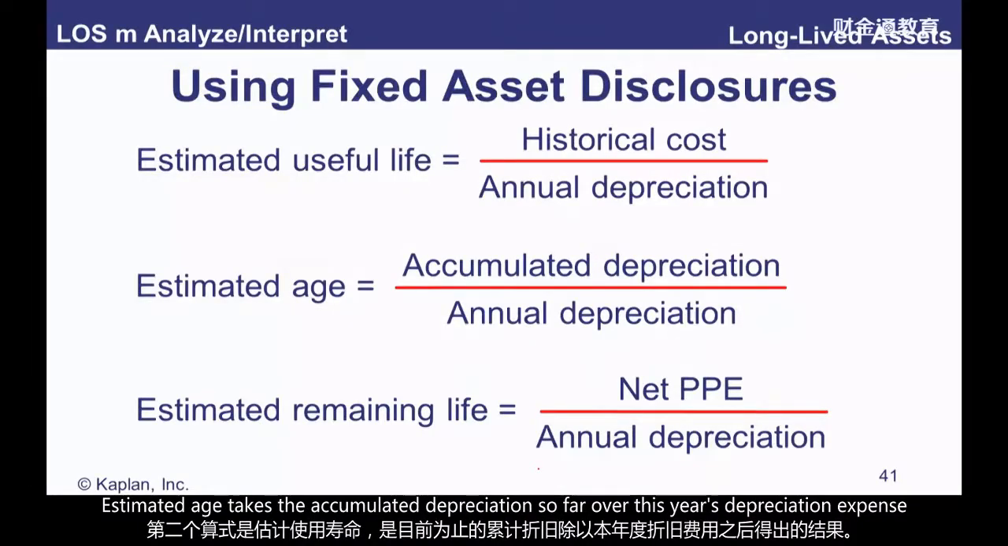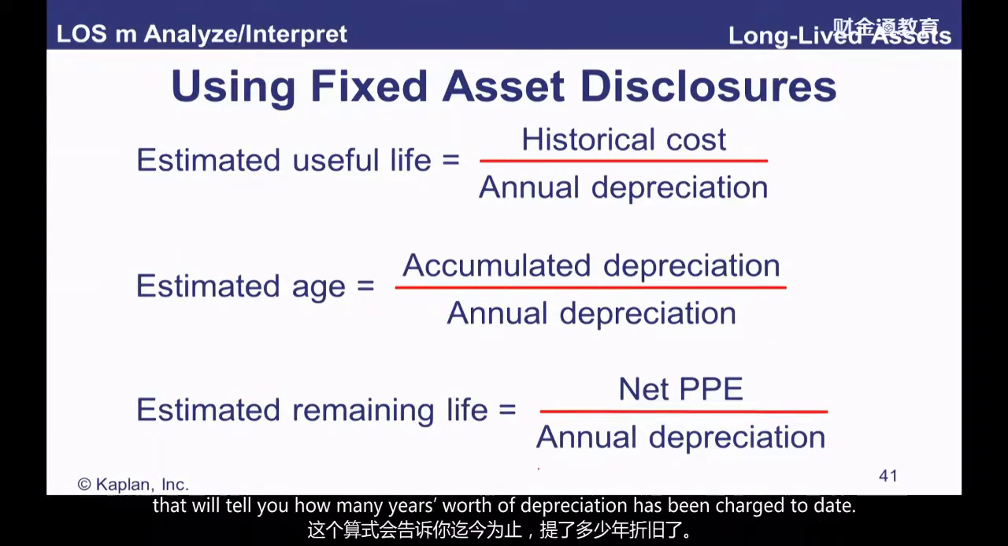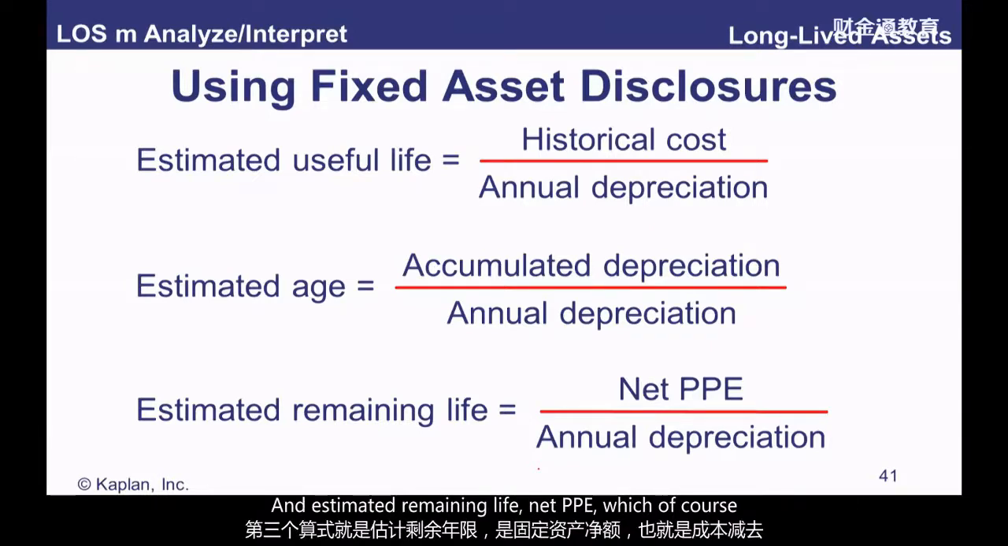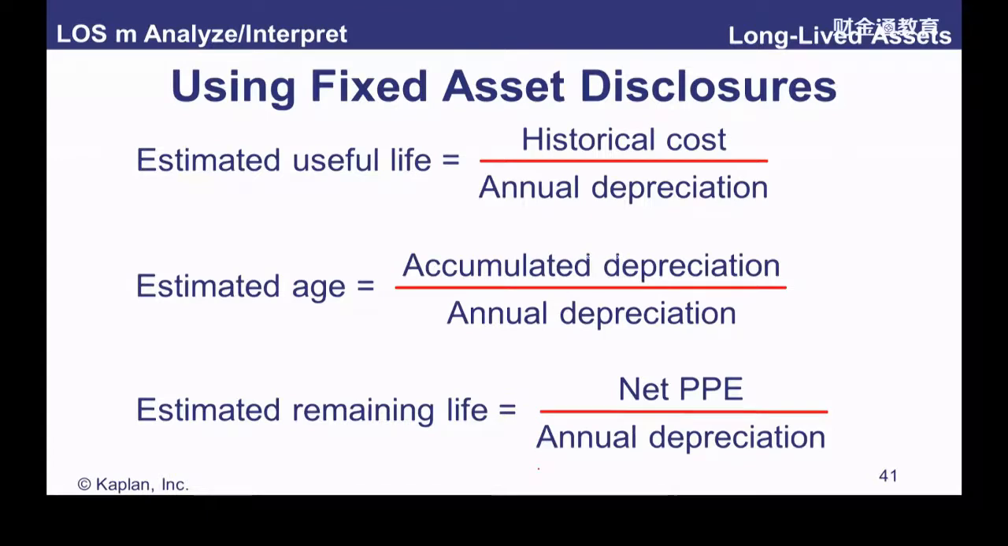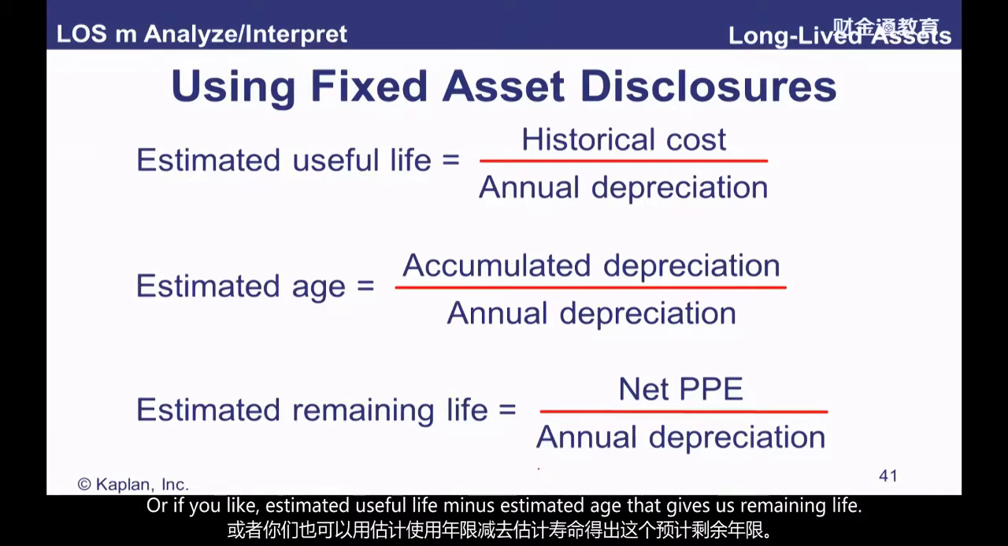Estimated life: take the accumulated depreciation so far over this year's depreciation expense, and that will tell you how many years worth of depreciation has been charged to date. And estimated remaining life: net PP&E, which of course is cost less accumulated depreciation, over the annual depreciation expense. Or if you like, estimated useful life minus estimated age, and that gives us our remaining life.